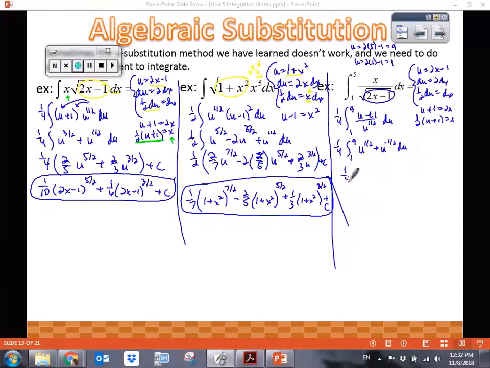Right, so we have 1/4 times the antiderivative of u to the 1/2. Let's see, I add 1 to 1/2, that is 3/2, so 2/3 u to the 3/2, plus, we add 1 to negative 1/2, and we get 1/2, so plus 2 u to the 1/2. And now this we would evaluate from 1 to 9.